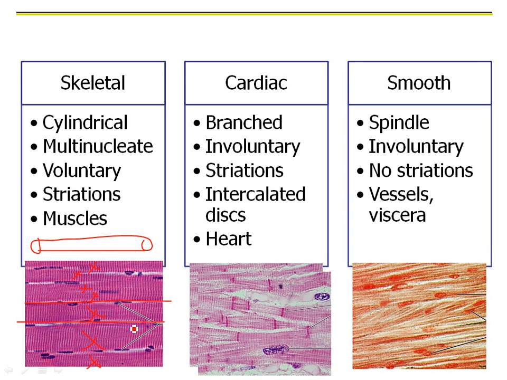Skeletal muscle tissue is voluntary. Remember, it's under somatic control. And those action potentials begin in the cerebral cortex. Skeletal muscle tissue is striated. That dark pink, light pink striping pattern you see comes about because of the way the contractile proteins are arranged inside. And the organ that skeletal muscle tissue makes up is a muscle.